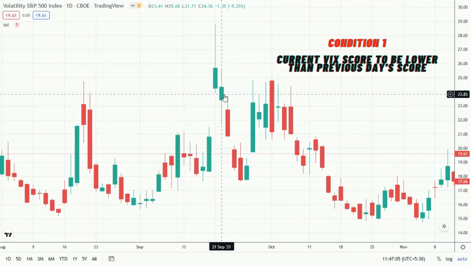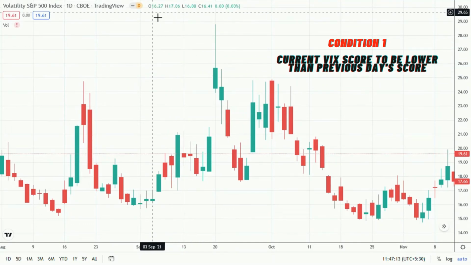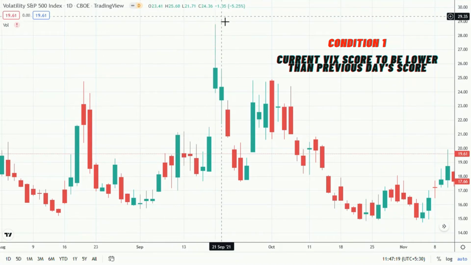Here is the CBOE VIX chart on tradingview.com. At the top, you will see the open, high, low, and closing scores of any trading day. So let's check if condition 1 is met here. So we go to the 21st of September.